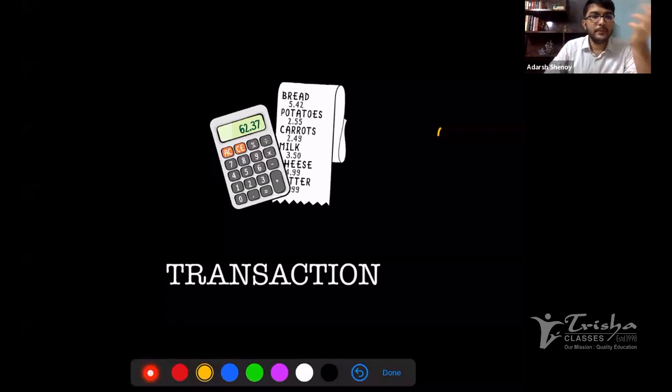For example, purchase of goods. Now you go to the market and you buy something. Like for example, during this lockdown, we were all buying only bread, potatoes, carrots, milk, cheese, butter. So this is purchases of various goods. This is also a transaction, because it's an activity which is measurable in terms of money. You can say that I purchased goods worth 62 rupees or 70 rupees or 80 rupees.